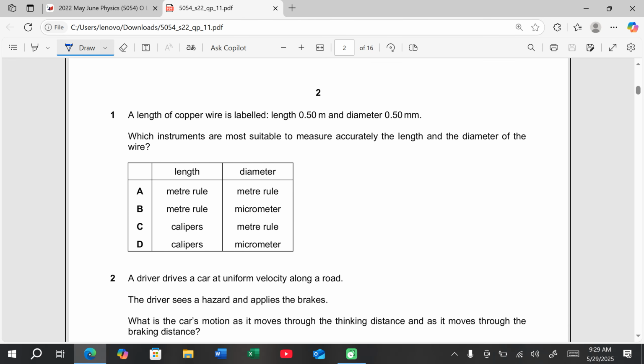The length of the copper wire is labeled 0.5 meters and the diameter is 0.5 millimeters. Which instruments are most suitable to measure accurately the length and the diameter of the wire? Since the length is 0.5 meters, a meter rule can measure this length. The diameter is 0.5 millimeters, so whenever you're using a wire, the diameter of the wire should be measured by the micrometer.